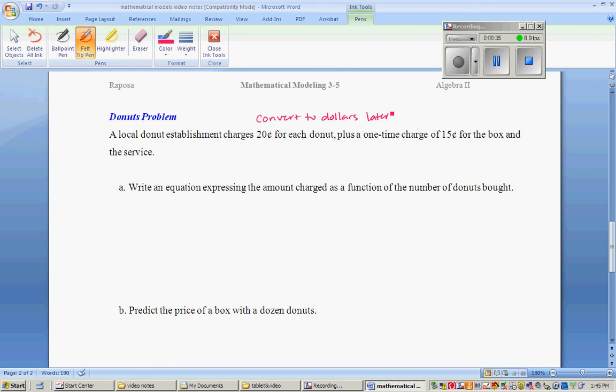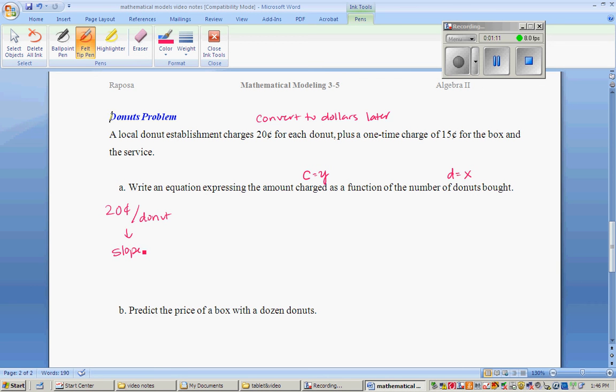All right. Now we have to establish what is the x, what is the y. So they tell us to write an equation expressing the amount charged, the cost, as a function of the number of donuts. If you remember from the other part, this part is the y, and "as a function of" is the x part of it. So let's get the slope. The slope is anything that's a rate, and if it says 20 cents for each donut or 20 cents per donut, anything with the word per in it is the slope.